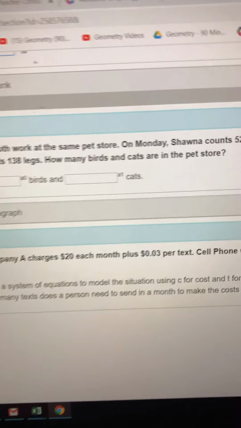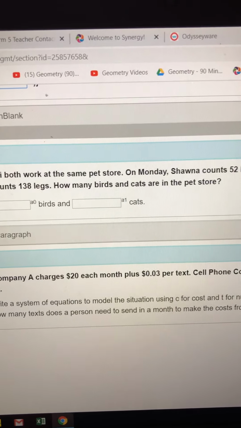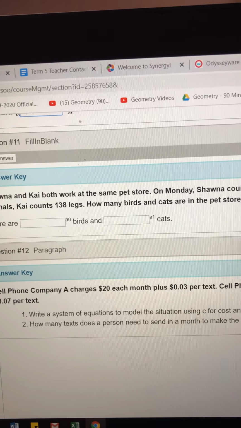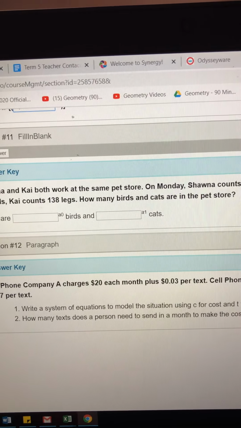The next problem says, Shauna and Kai both work at the same pet store. On Monday, Shauna counts 52 birds and cats in the store. For the same animals, Kai counts 138 legs. How many birds and how many cats are in the pet store?